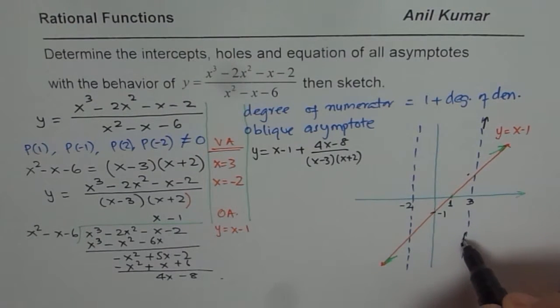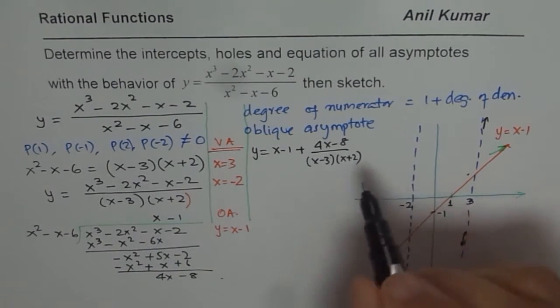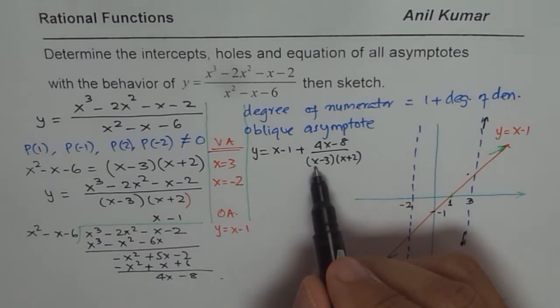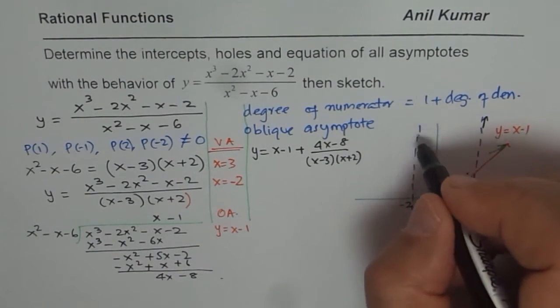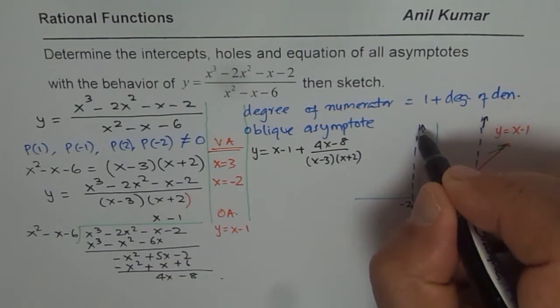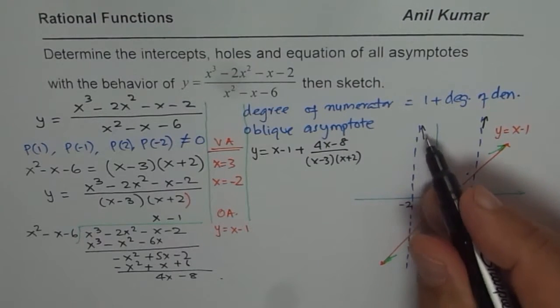Now you have to analyze near minus 2. So when you take a value which is minus 1.9, in that case you will observe that you have a positively high value. So it approaches in this direction. So you do all those calculations. I'm only teaching you a method of doing it, correct? So that is how it is.